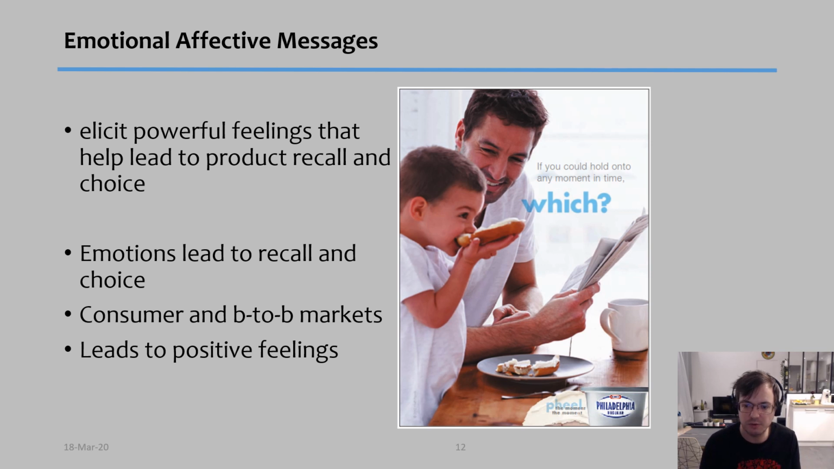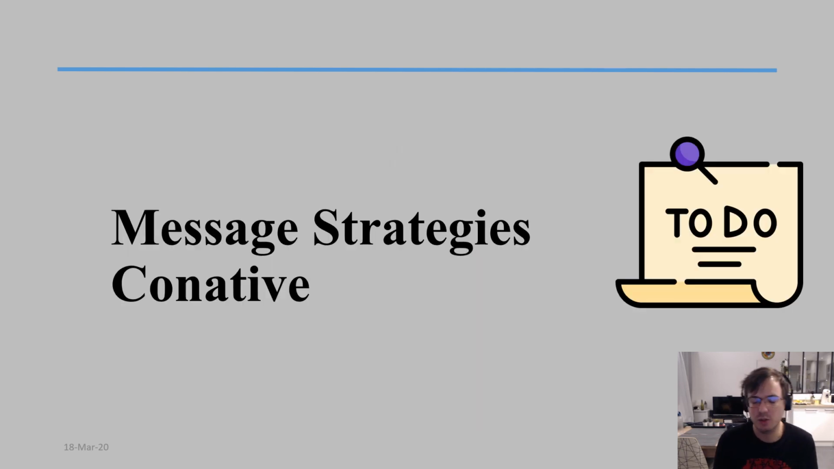I love this advertisement for the cream cheese brand Philadelphia, and it says, if you could hold on to any moment in time, which? And here it is, a father obviously looking at the son and really enjoying the moment, and the kid is eating that cream cheese with a bagel. Maybe not the healthiest breakfast for a kid, but that's not the point here. The point is to show that there is a strong emotion here, and now you're associating that strong emotion with the brand.